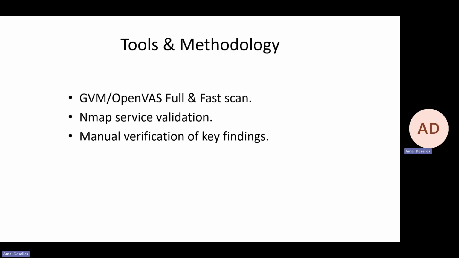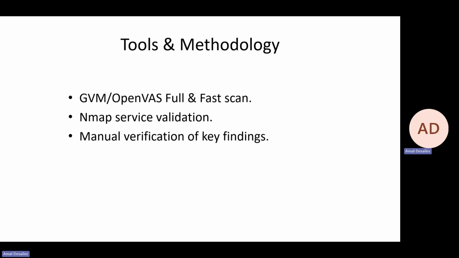And the next one is manual verification. To confirm the medium level findings, I manually inspected the TLS certificate chain. I also manually assessed the wpad.dat file to confirm the WPAD disclosure vulnerability. Using both automated and manual tools ensures accuracy and helps to eliminate false positives.